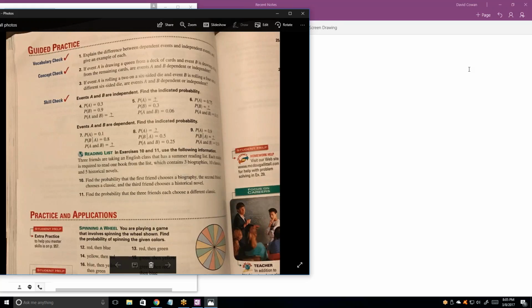It's clear there. Okay. So number 2, if event A is drawing a queen from a deck of cards and event B is drawing a king, are events A and B dependent or independent? This would be independent. Yeah. Well, they're putting it back, so.